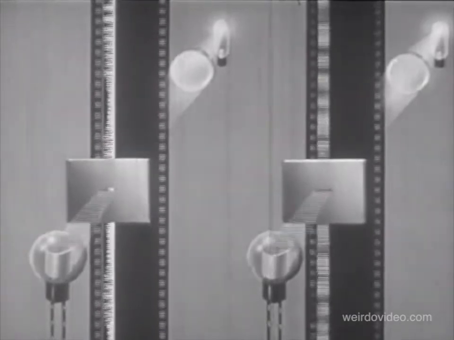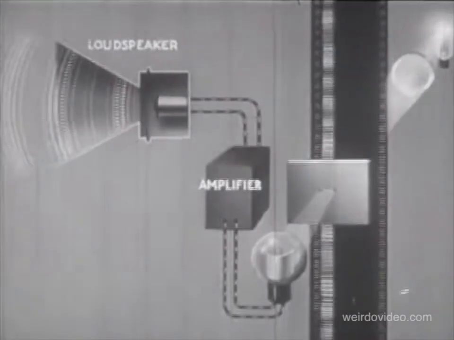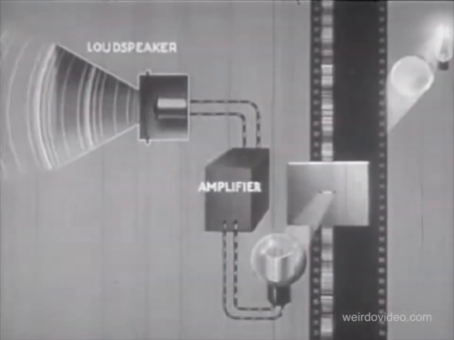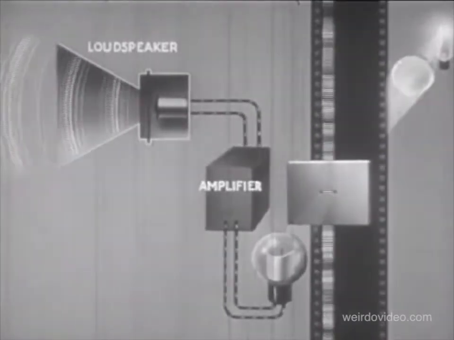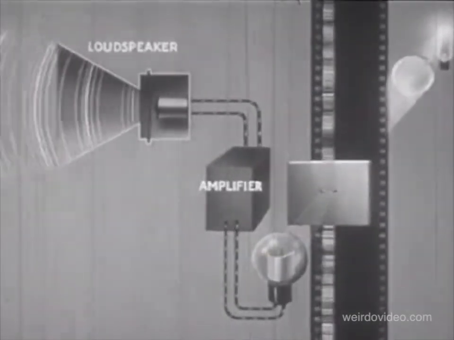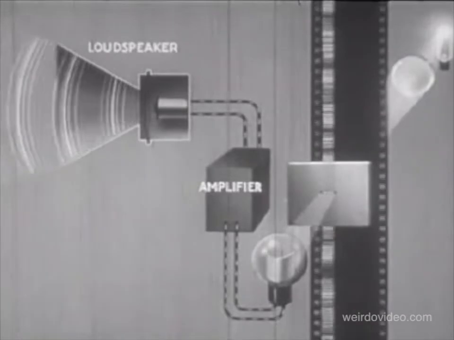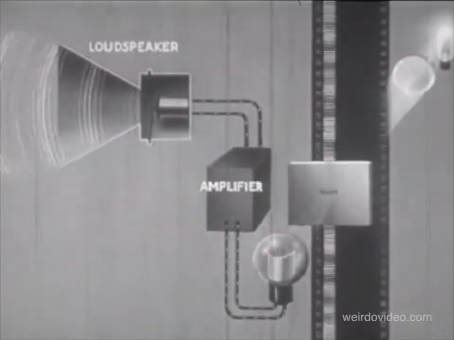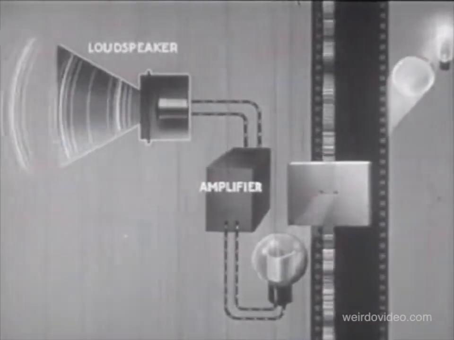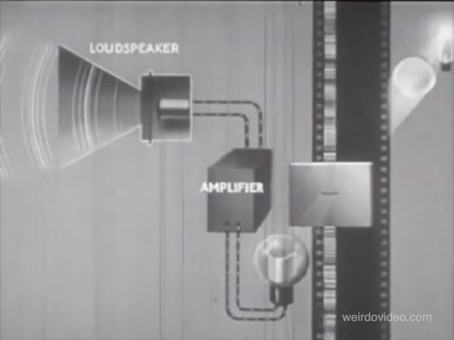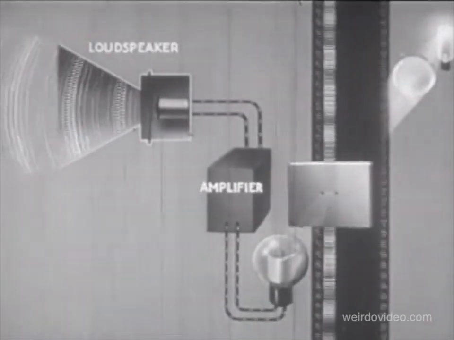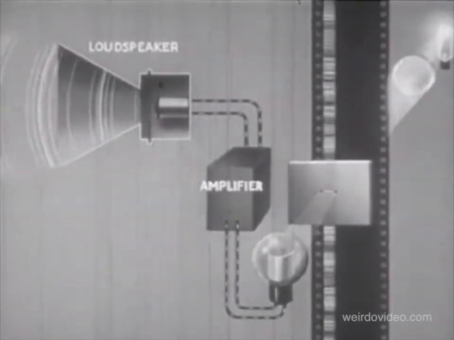As the varying electrical current in the photoelectric cell is small, a vacuum tube amplifier is required to increase it to the point where it will operate a loudspeaker. The loudspeaker converts the varying electrical current into sound waves, which are the counterpart of the sound waves falling on the microphone in the recording studio.